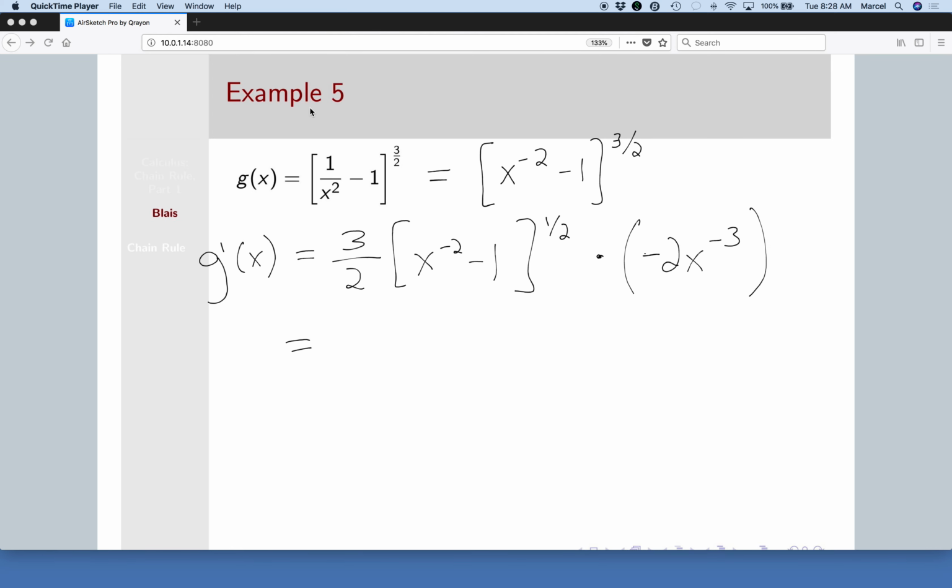We can clean this up a little bit. The 1/2 here and the 2 cancels. This is, of course, a square root term. So we have a minus 3. X to the minus 3 is the same thing as 1 over x cubed times the square root of 1 over x squared minus 1. Rewriting x to the minus 2 as 1 over x squared.